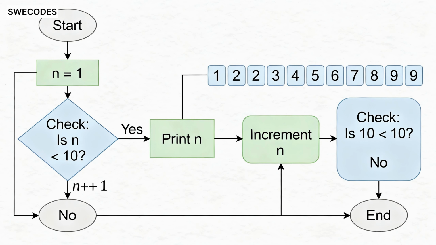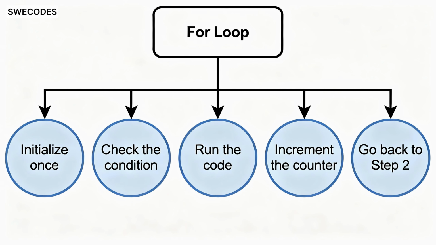n is now 10. Now the final check. Is 10 less than 10? No. The condition is finally false. The loop terminates. We never run the printf for the number 10. The program exits the loop. And that is the for loop.